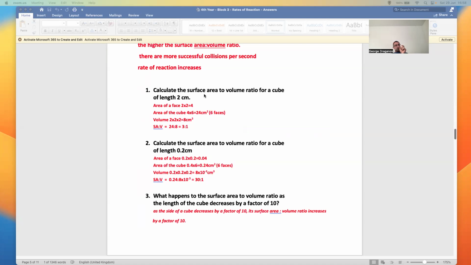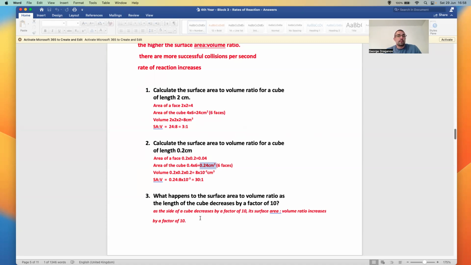Now consider making that cube 10 times smaller. So you're going from 2 to 0.2. The new face will be 0.04 in its area times 6 will give you 0.24. Okay, there's just a 0 missing here. But overall, it gives you 0.24. Okay, now consider the volume. 0.2 times 0.2 times 0.2 gives you 0.008, or 8 times 10 to the minus 3. Now, if you do your SA over V ratio, instead of getting 3 to 1, you've gone to 30 to 1. So we've discovered something interesting.